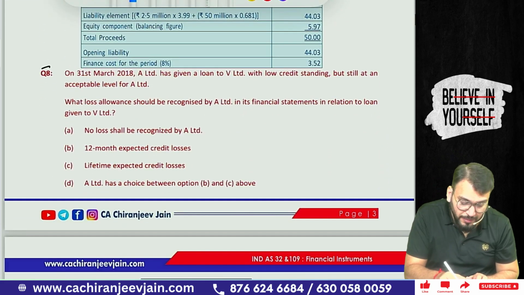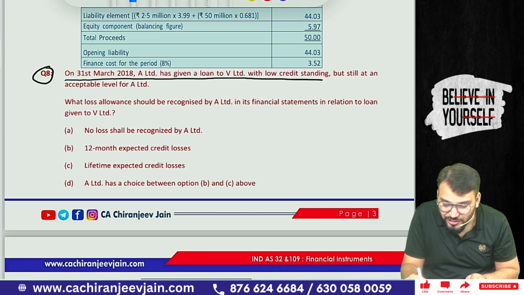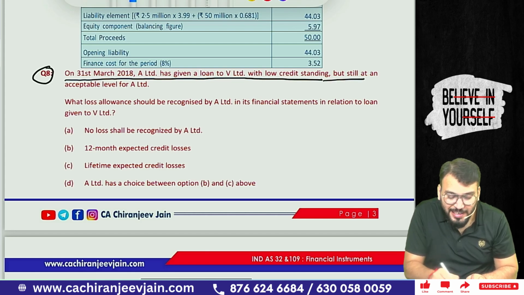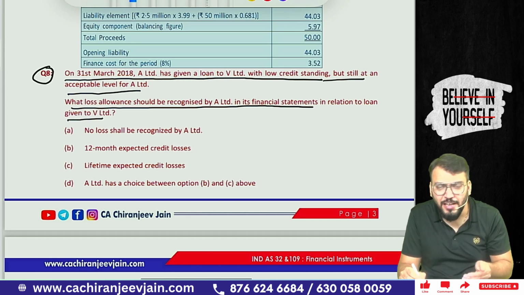Now come to question number 8, everyone. On 31st March 2018, A Limited has given a loan to B Limited with low credit standing but still at an acceptable level for A Limited. What loss allowance will be recognized by A Limited in its financial statements in relation to the loan given to B Limited? Now it is a financial asset, they are asking about impairment loss.